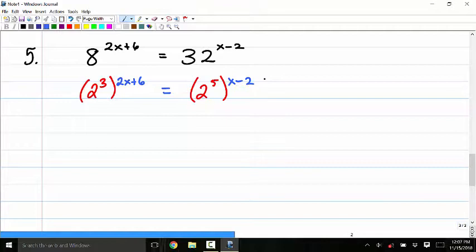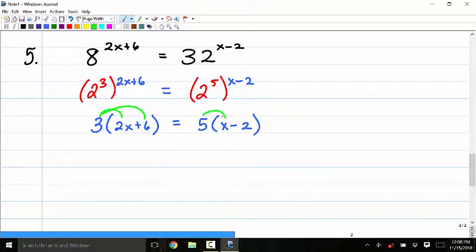Okay, what do you have when you kill the bases? 3 times 2x plus 6 equals 5 times x minus 2. Distribute. And then get x's on one side, constants on the other. You good there? I want to get to the later ones, and we don't have much time left.